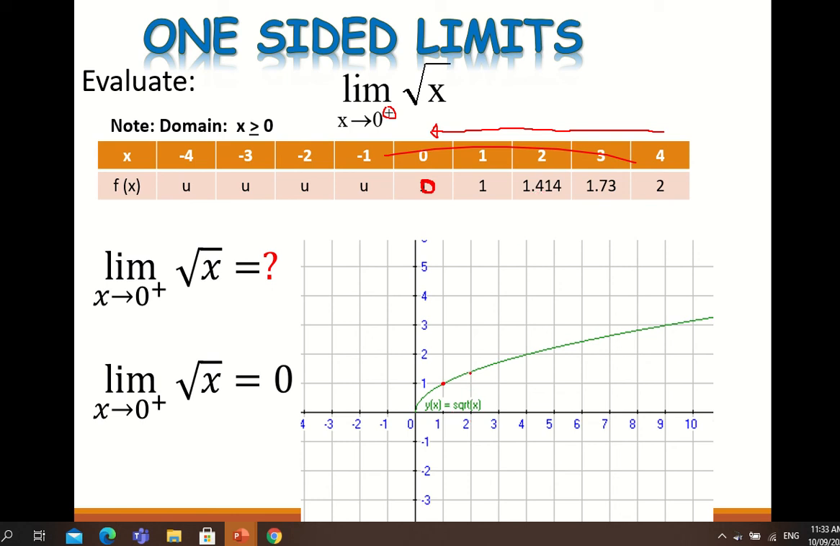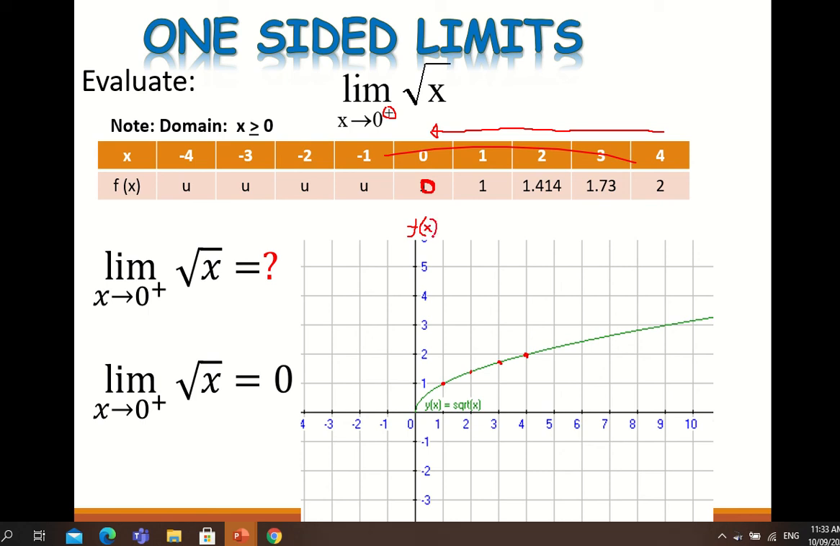So it's somewhere here. When x equals 3, we have 1.73. Okay, it's very close to 2. And when x equals 4, f of x equals 2. So this is our f of x, the vertical line. So y is equal to f of x.